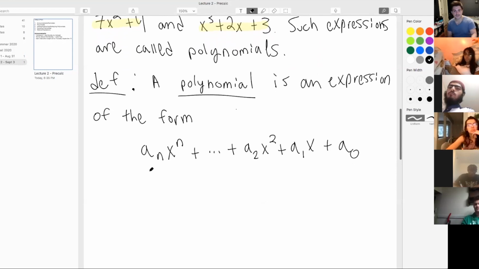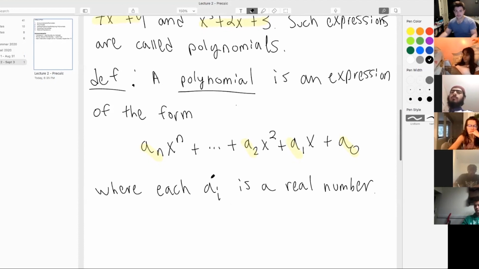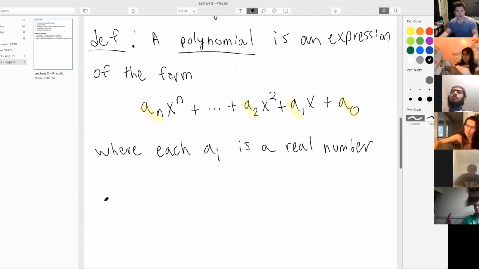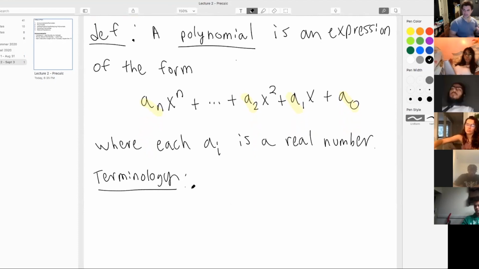And I need to tell you what these a sub i's are. They're just real numbers, okay? Where each a sub i, these coefficients, is a real number. So that's the formal definition of a polynomial. Along with this, we do get some terminology. I'm going to be using these terms frequently, so I just want to make sure we all know the terminology.